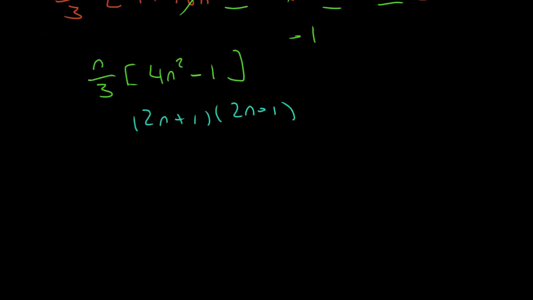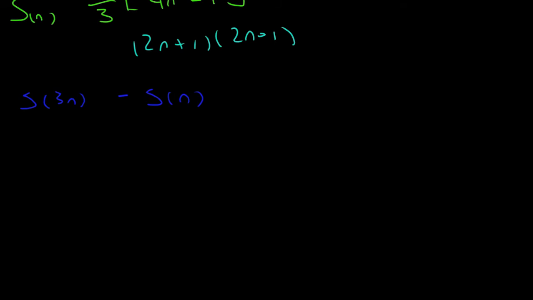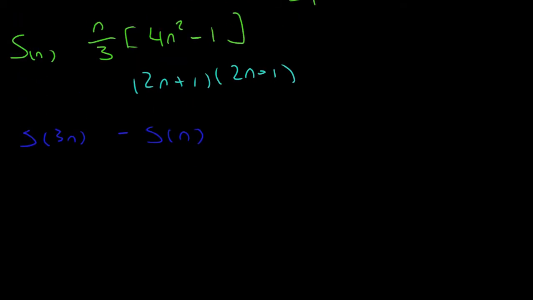So if I call this expression the sum of n, I'm just going to calculate, I guess, the sum of 3n minus the sum of n. So you're just going to substitute both of those things in. And what are we going to get here? Well, the first one is going to give me n over 3, with 3 squared being 9, so 36n squared minus 1, minus n over 3, of course, just the thing itself.